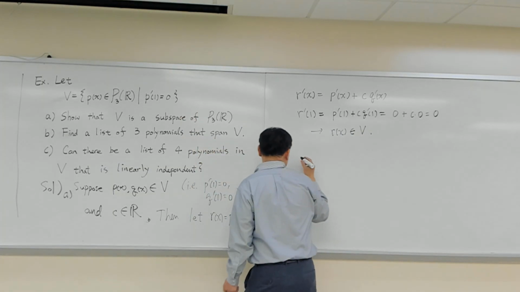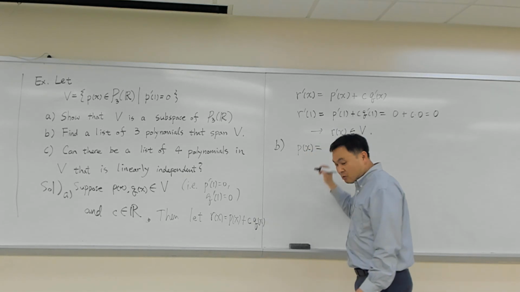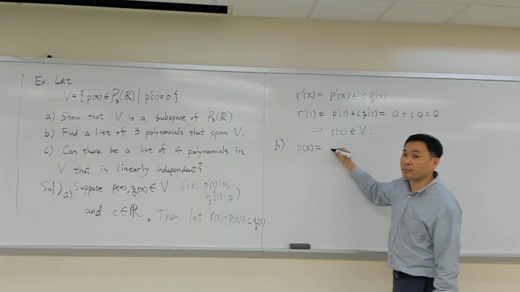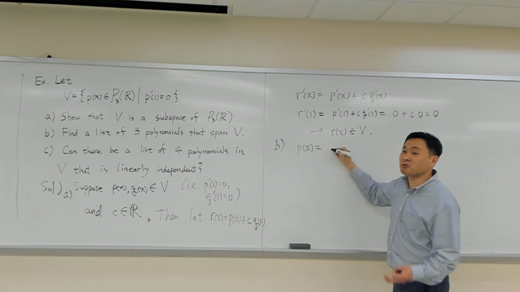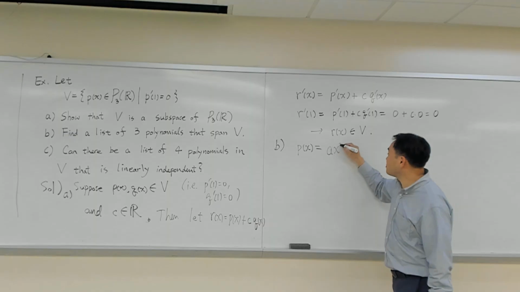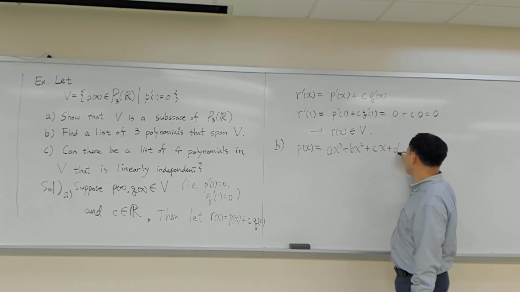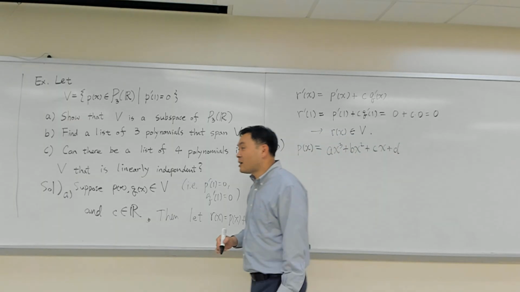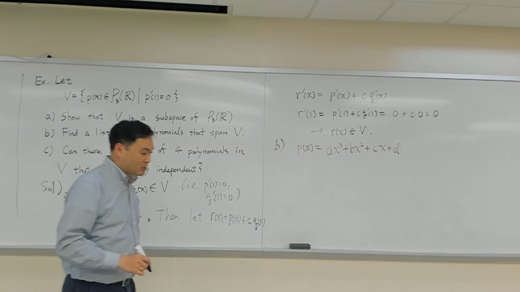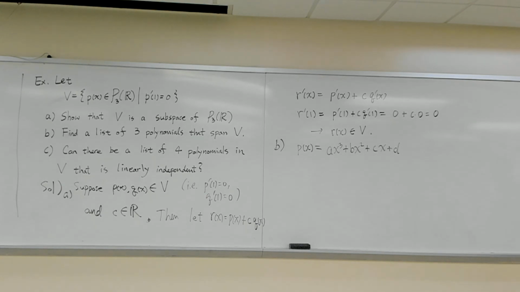So can you tell me a third-degree polynomial in general? How do you write a third-degree polynomial in general? What do you write? The most generic third-degree polynomial. What is that? a x cubed, b x squared, c x plus d. Okay? Now tell me what it means for p prime of 1 equals 0. I'll give you some time to think. What does it mean for p prime of 1 equals 0?